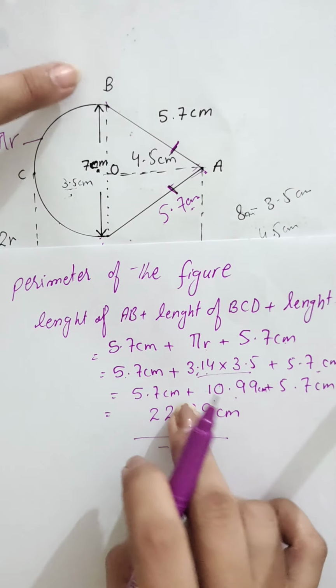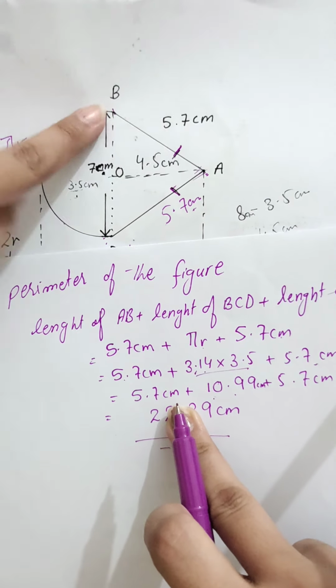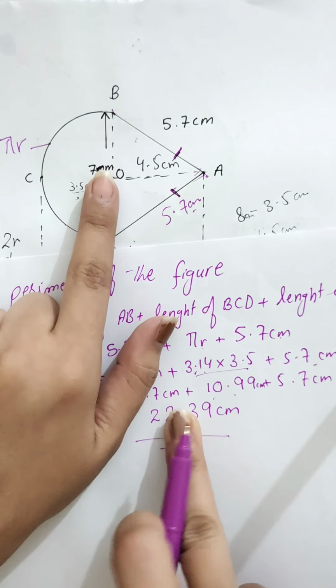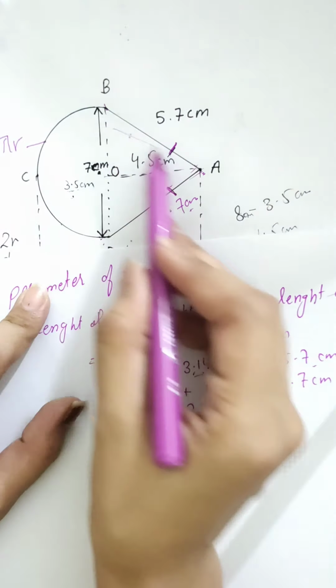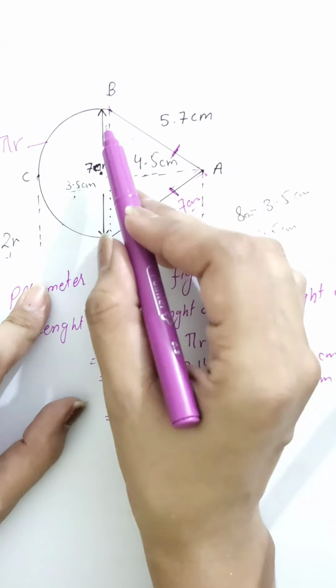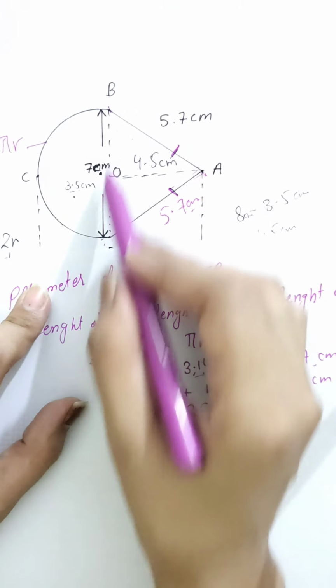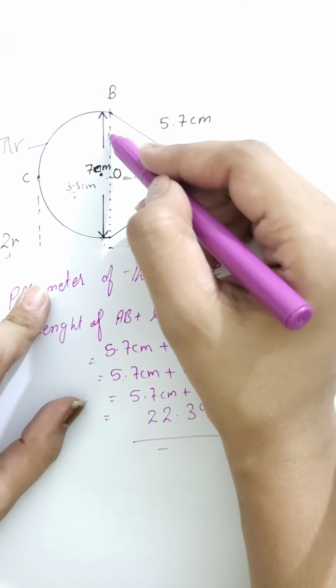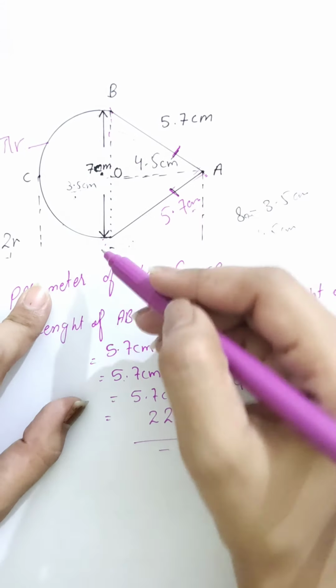Keep in your mind, we will not add up 7 centimeter because this is not a boundary line of the shape. In the perimeter, we will just add up the boundary lines, not the lines which are not part of the boundary. It is the center line. This is not included in the boundary.